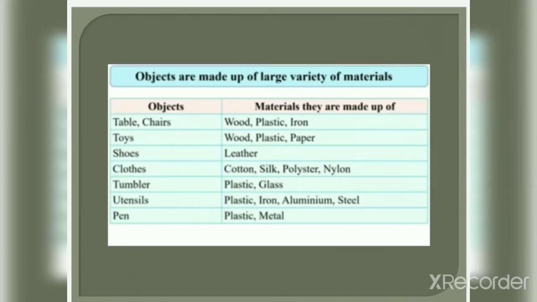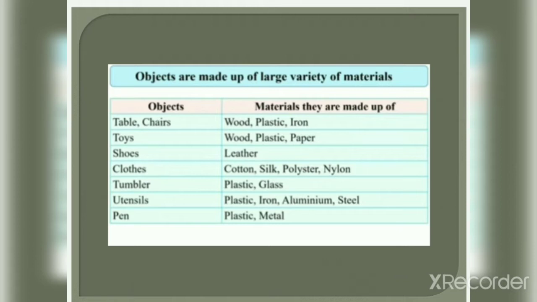Now you need to understand two important things. First, an object could be made up of a large variety of materials. What I mean to say is that a table or a chair could be made up of wood or plastic or iron. Similarly, utensils could be made up of plastic or iron or aluminium or steel. Your clothes could be made up of cotton fabric, silk or polyester or nylon.